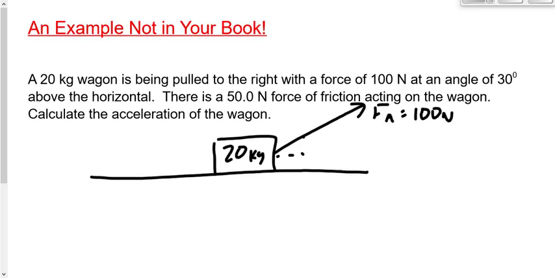Can anybody tell me which way friction acts here? Yeah, it's going to act to the left. If we're pulling it to the right, then friction's going to act to the left, right? So let's make that over here.